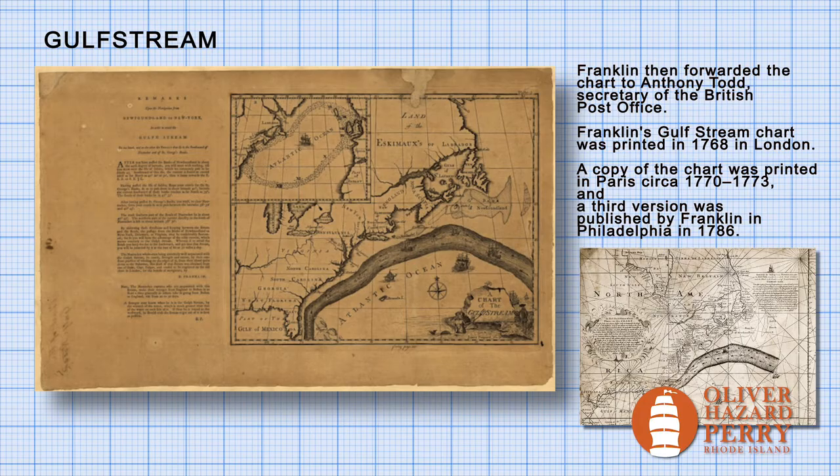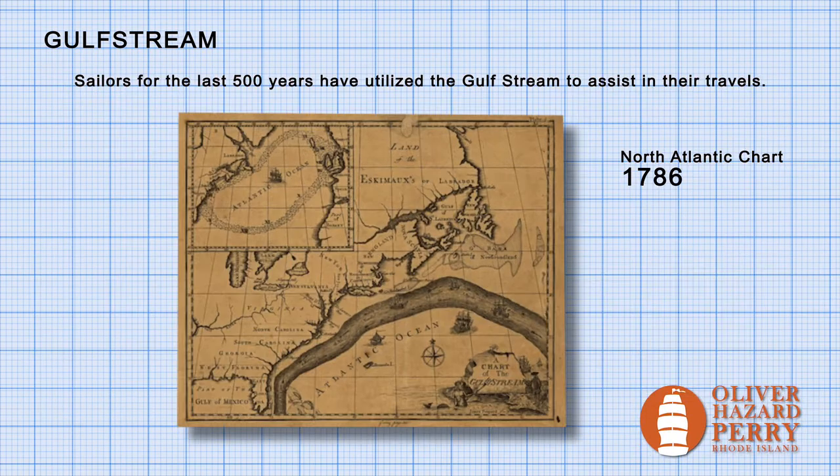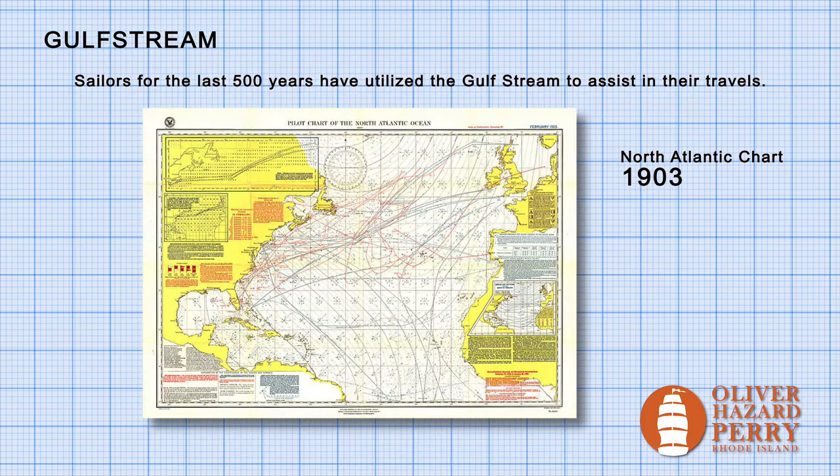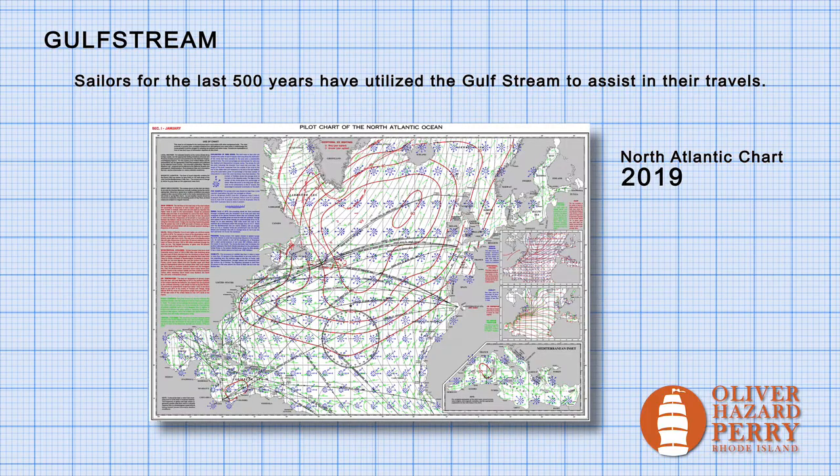Sailors for the past 500 years have utilized the Gulf Stream to assist in their travels. Here's just some examples of pilot charts that help mariners determine wind, current, and weather, based on not only where they're sailing, but when.